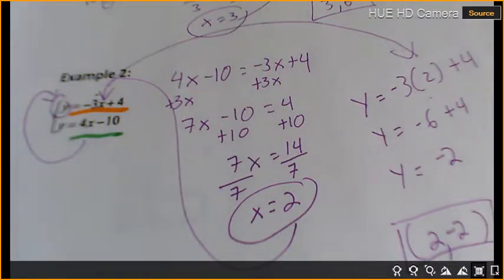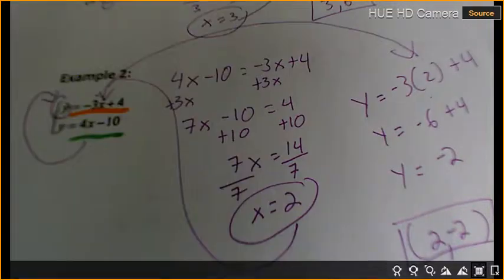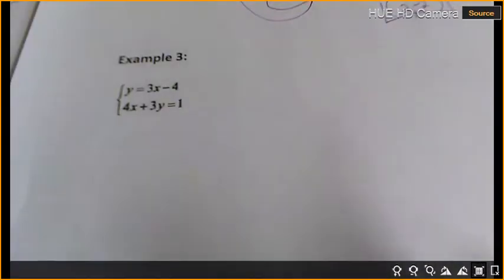Substitution. Take something out, put something in. So this is really good if when you graph your equations and you're like, I think it crosses at some sort of fraction somewhere. Okay? This is better. You know you get an accurate answer. Okay? All right. We're going to do this one right here.